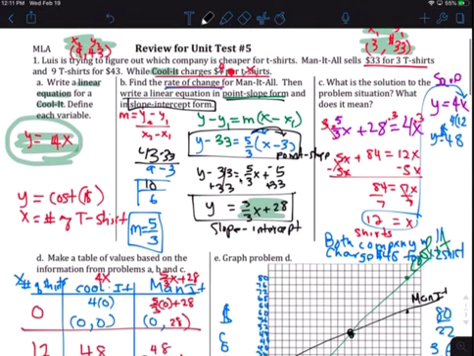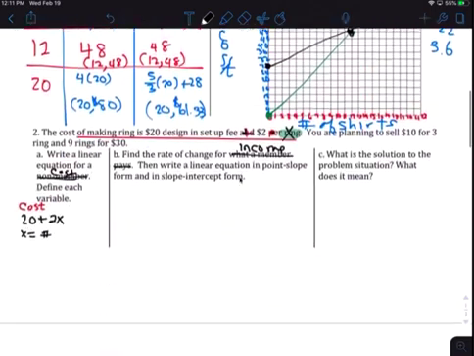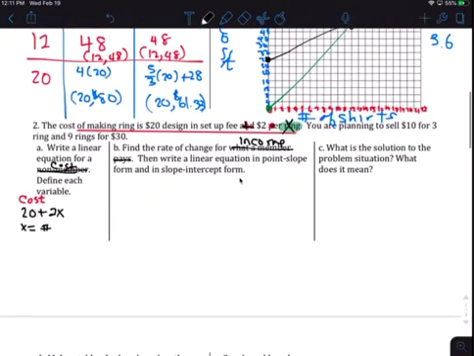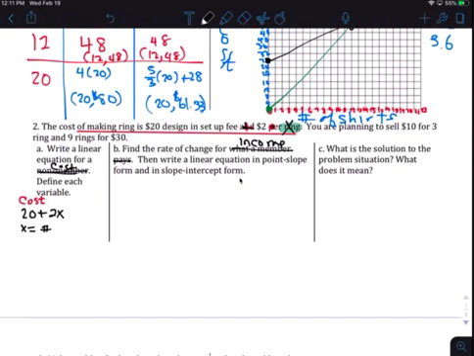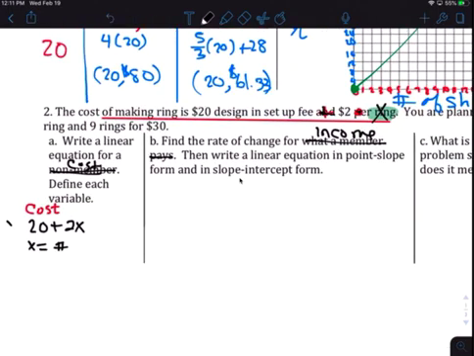On your test, it's more like this one than this one. It won't be, I don't think it was a cost and income. I think it was member and non-member, just like this one, okay? But here you would put 2x, and this is y equals. X equals number of rings. Y is the dollar amount.